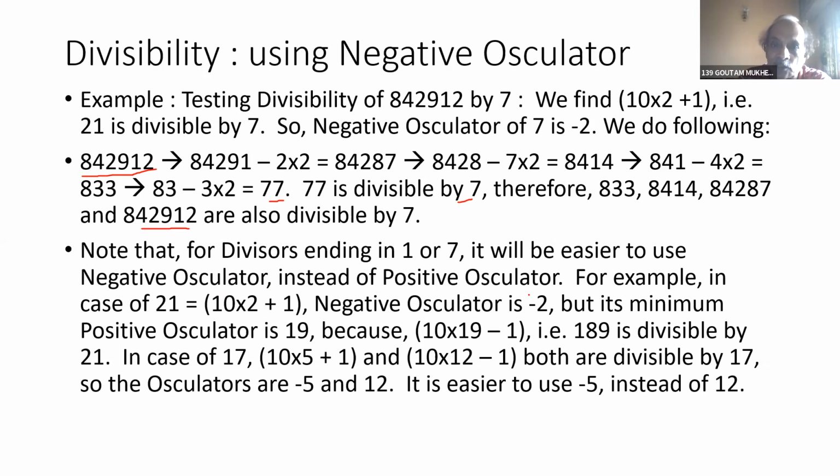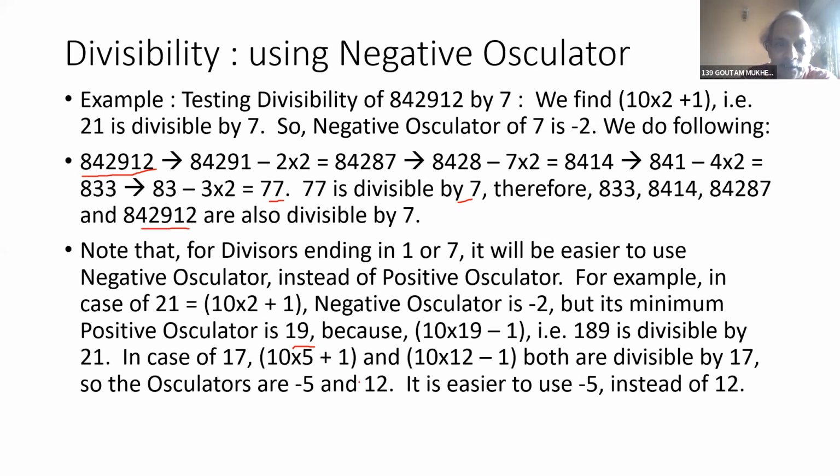Yes, instead of positive oscillator. For example, in case of 21, it is only 10 into 2 plus 1, negative oscillator is minus 2, but its minimum positive oscillator is 19. I told you earlier. In case of recurring decimal also, we face the same problem. In case of 1 by 21, whether we should divide by 19 or we should divide by 2 with the negative method. So in case of 21, we could have gotten 19 as positive oscillator. Because this is divisible by 21, so we get like that.